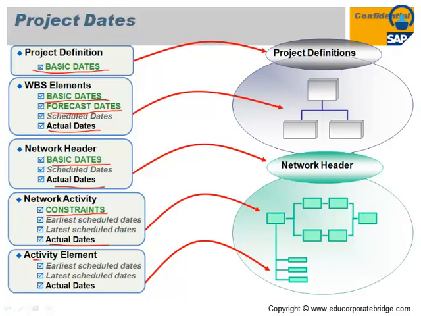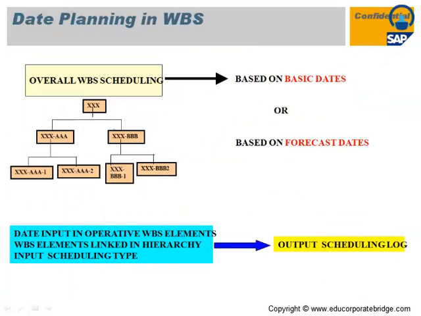In the same way, there is an activity element which is called a sub activity of that activity. You can further drill down your activity into sub activities, and you can maintain the earliest schedule dates, latest schedule dates, and the actual dates on the same. This is the date planning on the WBS, where you maintain the basic dates and the forecast dates, and you can transfer the dates from forecast date to basic date or basic date to forecast date. This is the high level planning on the WBS, where you maintain the basic dates and the forecast date according to the start of the particular WBS.